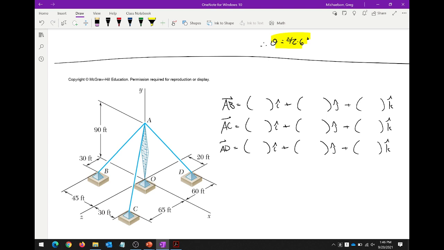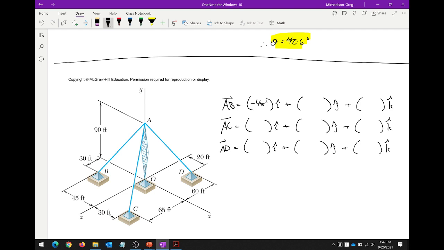When you see this X right here, and this Z and this Y, that indicates the positive direction. So if I start right here, that's the positive X direction. From A to B, along this axis, we go backwards. Like here's A and here's B. So we're going negative, right? And along that axis, negative 45 feet. What about the Y?